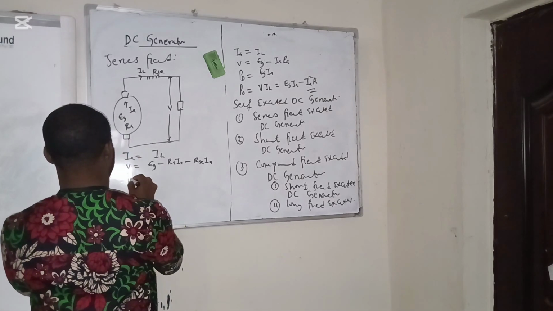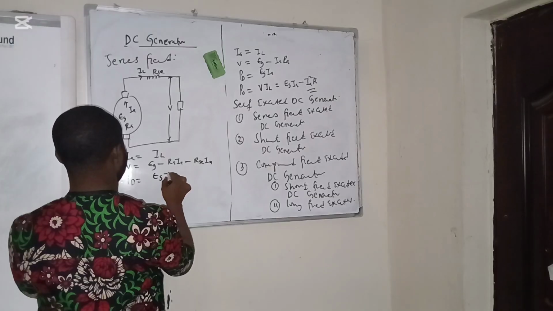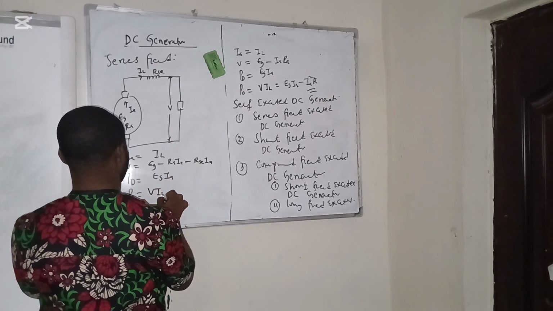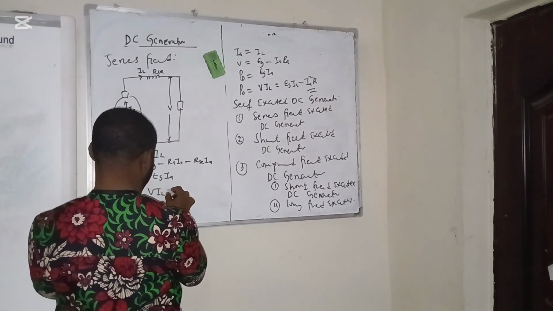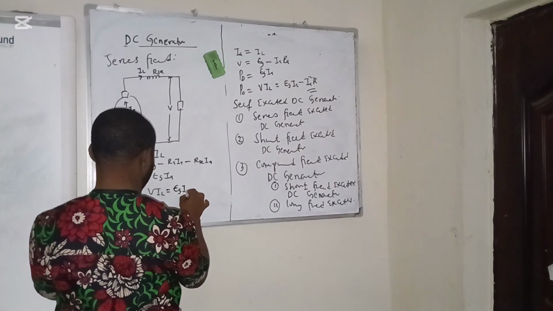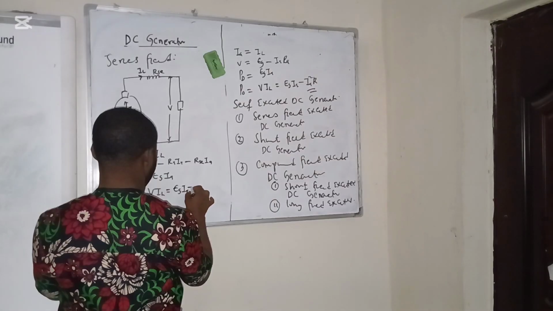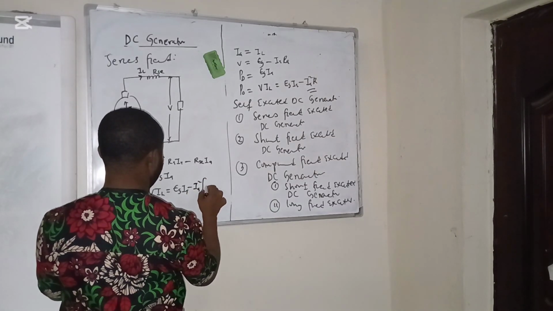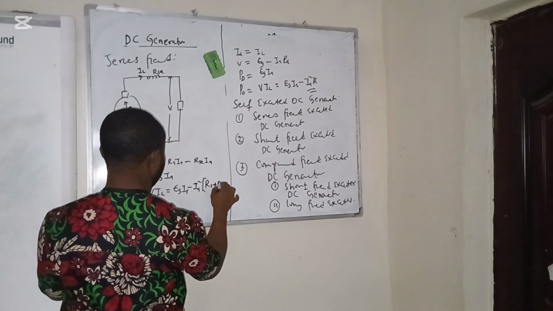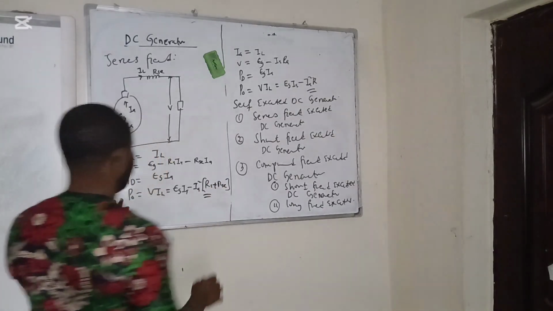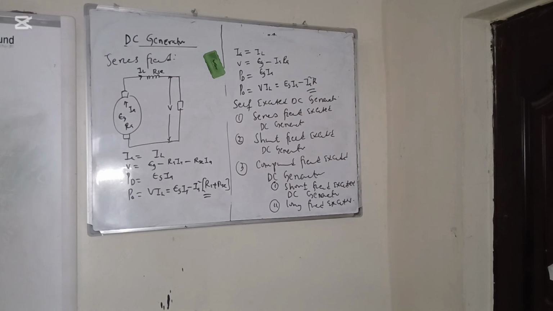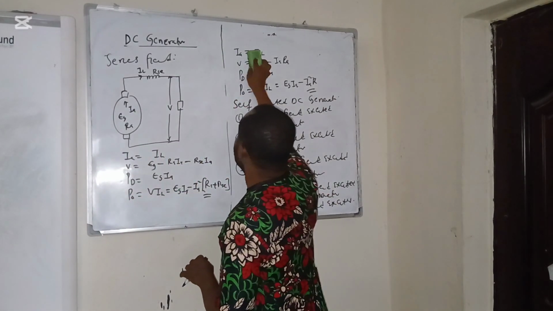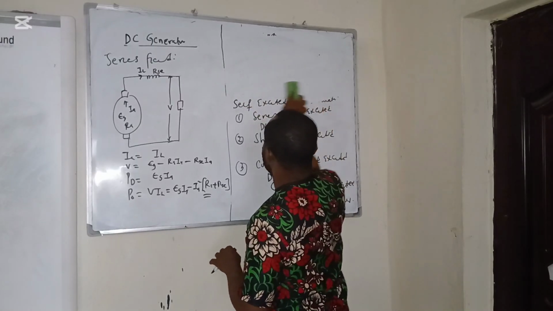And in this case, we have power generated is always this, and power delivered is always VL, which is the same thing as this minus this squared, this plus this. So this is the circuit explanation of the series field excited DC generator.